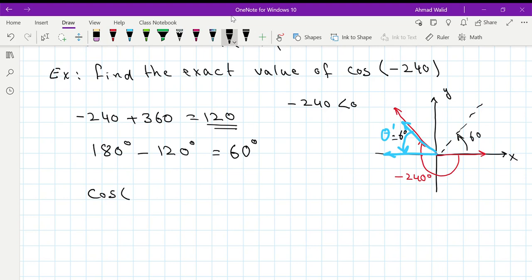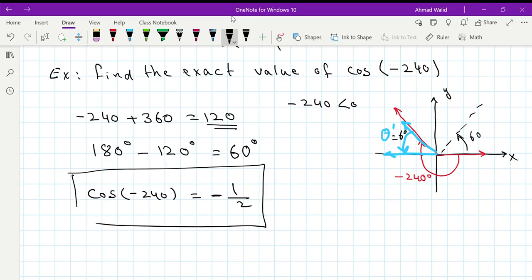Cosine of negative 240 should be the same as cosine of 60, which is 1/2. But you are in quadrant 2, and you know in quadrant 2 x is negative and cosine is x over r. It means fix the sign or correct the sign. Put a negative. You are done with the problem. Cosine of negative 240 is negative 1/2. Correct?